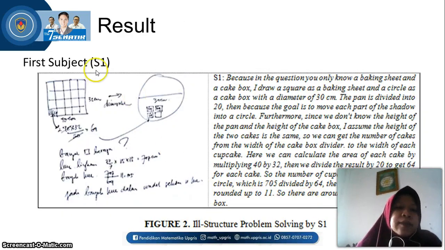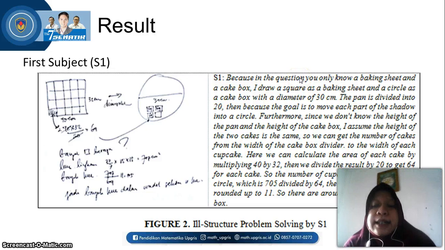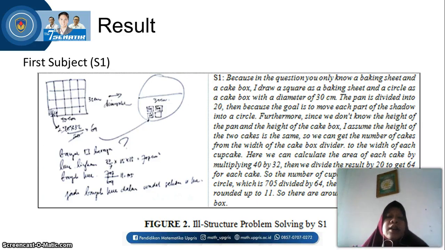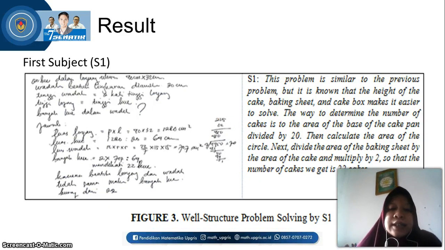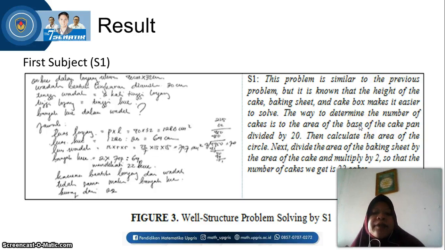As for the result, the first subject, in the ill-structured problem solving, was given the baking sheet and a cake. She drew a square for the baking sheet and a circle for the cake box to represent the question, and then her strategy was to calculate, and she found 11 cakes in the cake box. For the well-structured problem, the subject said it was similar to the previous problem, but knowing the height of the cake, baking sheet and cake box made it easier to solve. To determine the number of cakes, the area of the base of the cake box is divided by 20, so we have a result of 22 cakes.